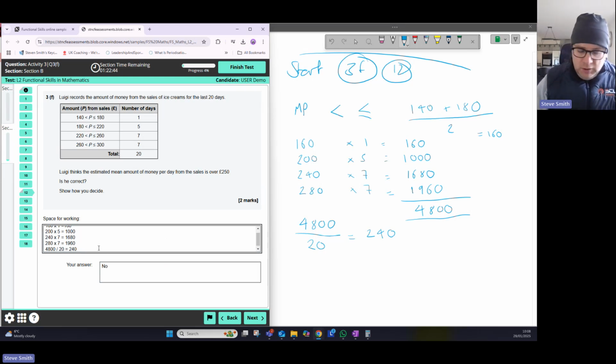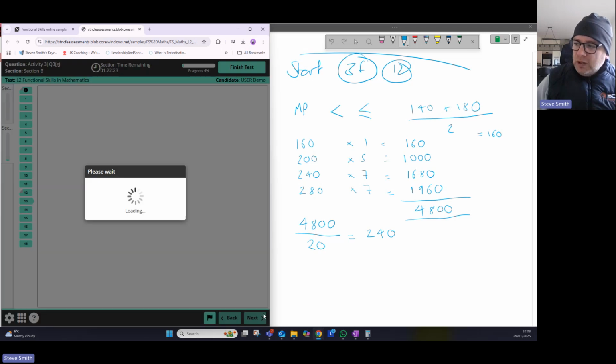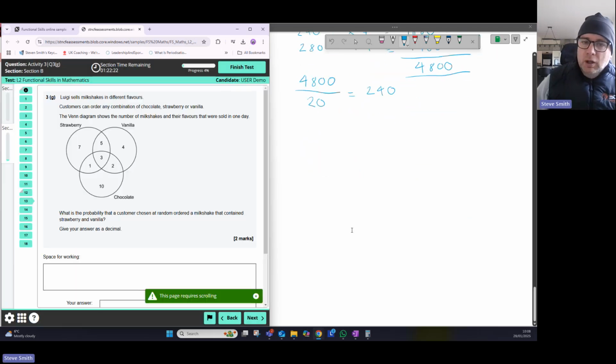I show how we decide. I'm saying 240 is less than 250. So I've demonstrated that actually it's not more than, it's less than. You could put 240 is not 250, or 250 is more than 240. We've shown how we decide, because we've got a figure there of 240 anyway, so they're not going to ask for a sentence to say why.